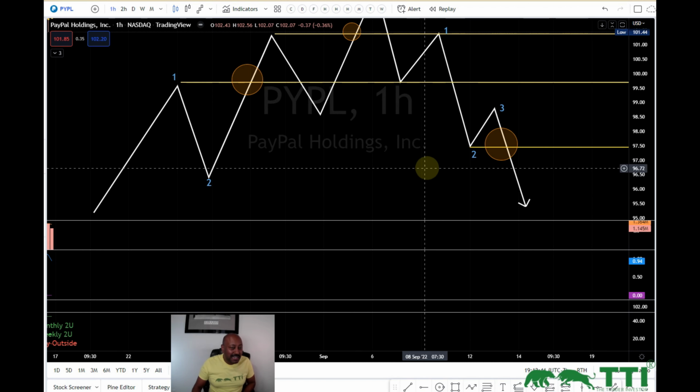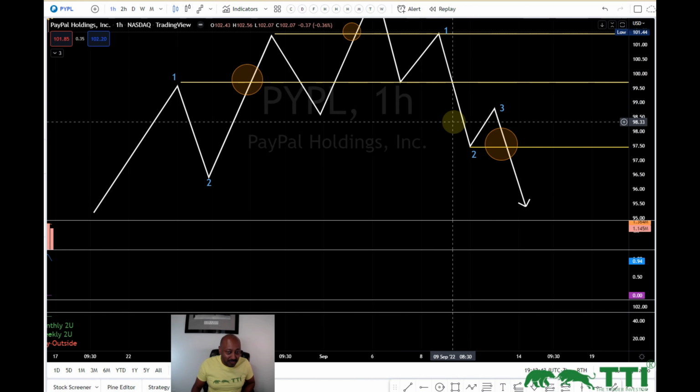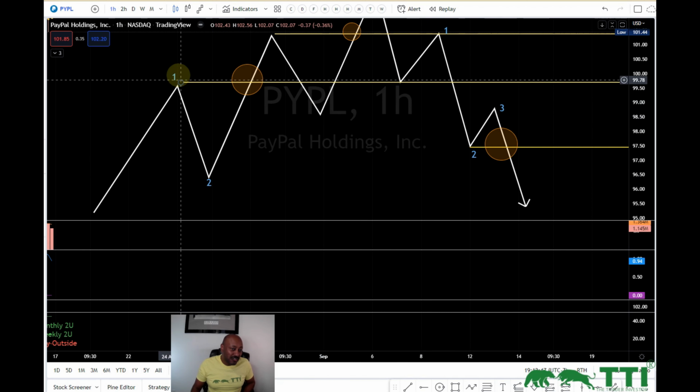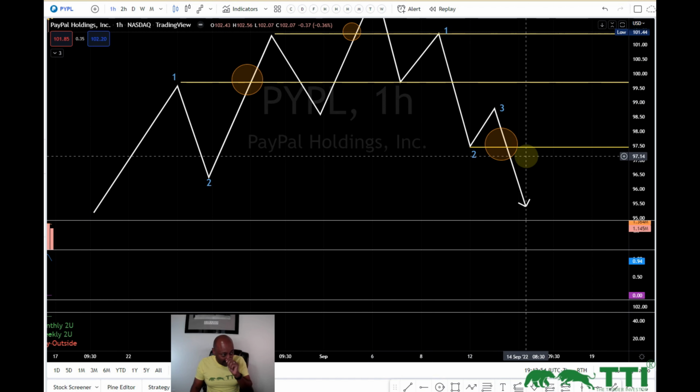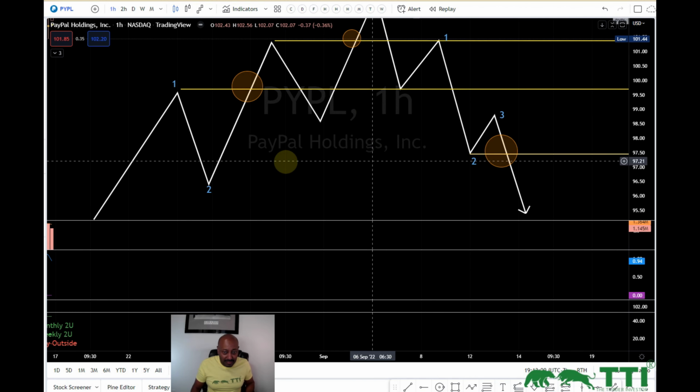So the slight difference between a continuation and a reversal in my head when I'm drawing my 1, 2, 3s: in a continuation it's just 1, 2, break the 1, I enter. But in a reversal, I want to see 1, 2, 3, break the 2 and enter. And you just flip this chart for the other side.